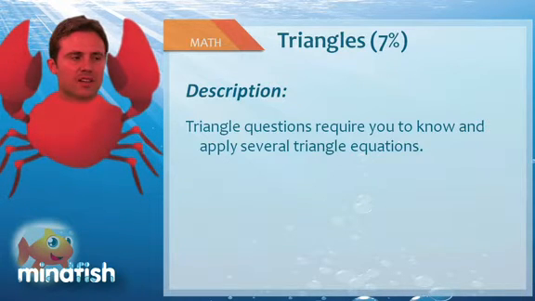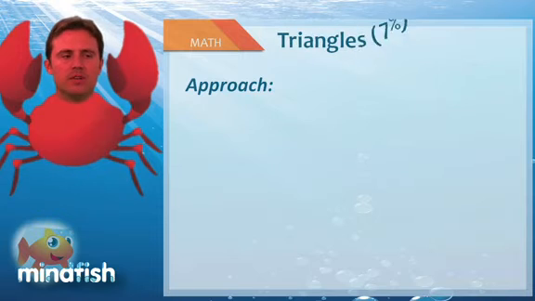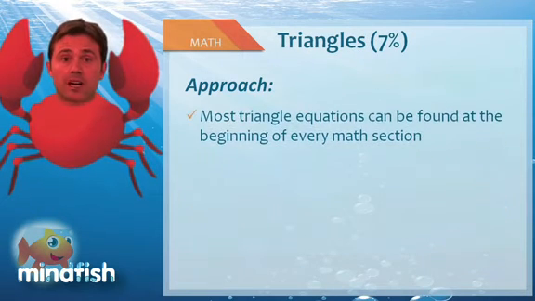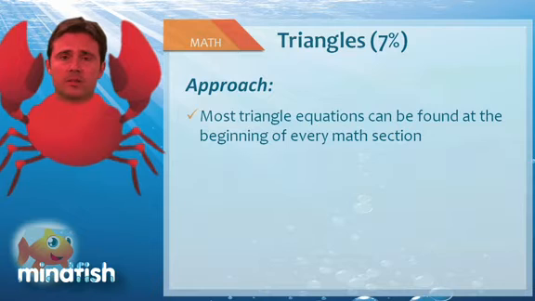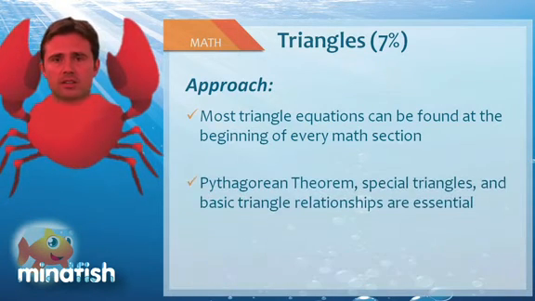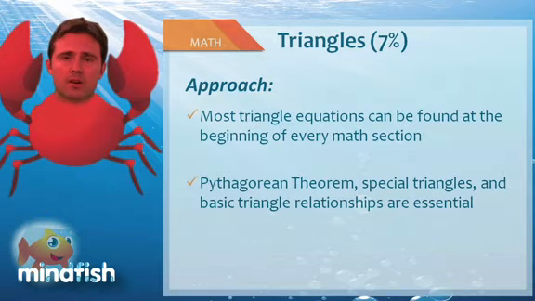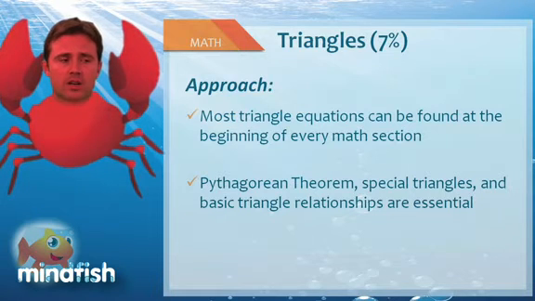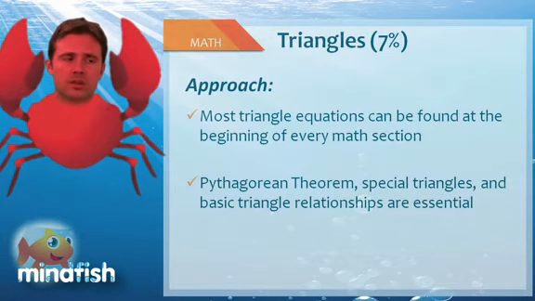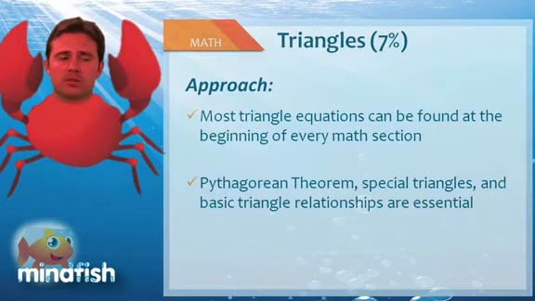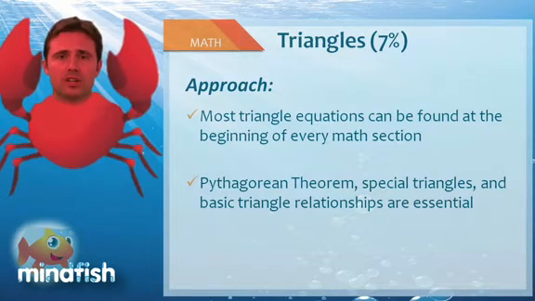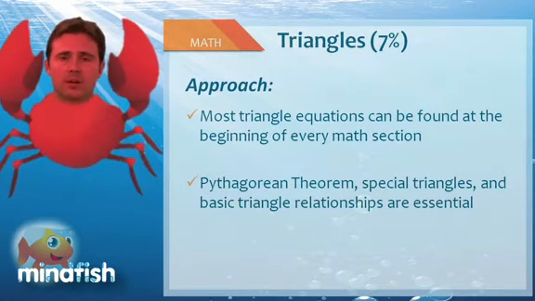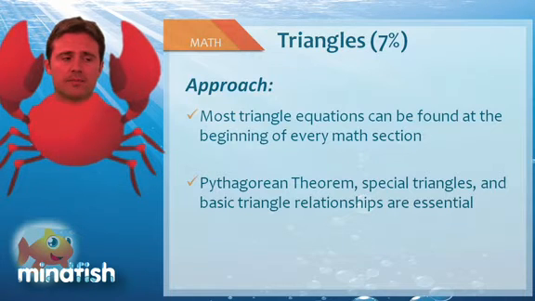Nothing too complicated there. From an approach point of view, we want to know that we can look back at these equations. So remember, if you do forget any of the equations we're about to discuss, you can look back at the beginning of a math section to find Pythagorean theorem, the 30-60-90 triangle rule, the 45-45-90 triangle rule, and the area of a triangle. So those are pretty much the equations we need to know: Pythagorean theorem, special triangles, and basic triangle relationships. So while they are at the beginning again, I really need you to know and understand them in order to apply them quickly and accurately.